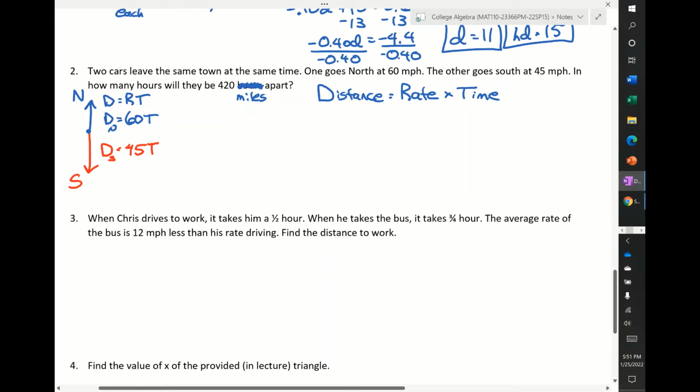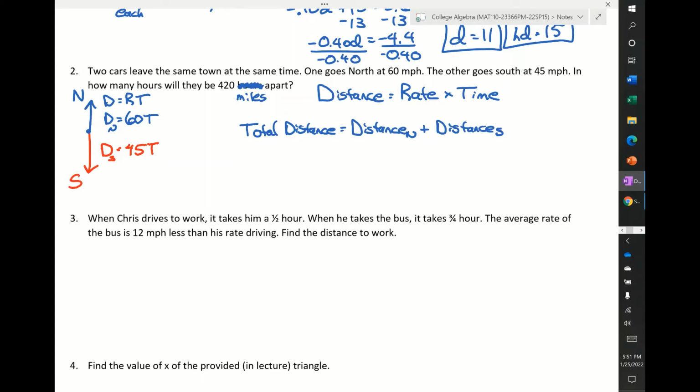Question is, after how many hours will they be 420 miles apart? So one's going north, one's going south. The total distance from this person and this person equals 420 miles. So the total distance equals the distance from the person going north plus the distance from the person going south. They're both going in different directions.